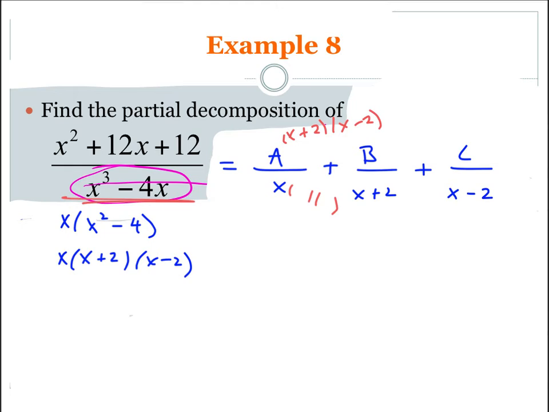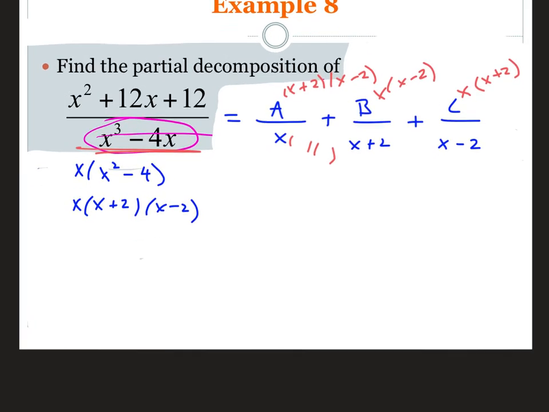What about the second one? What's missing there? X and x minus 2. And then the third one? X and x plus 2. Perfect.